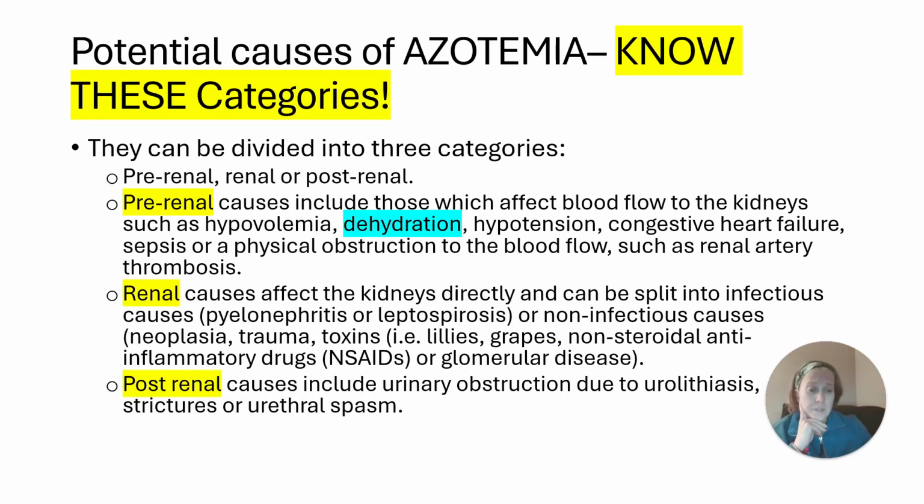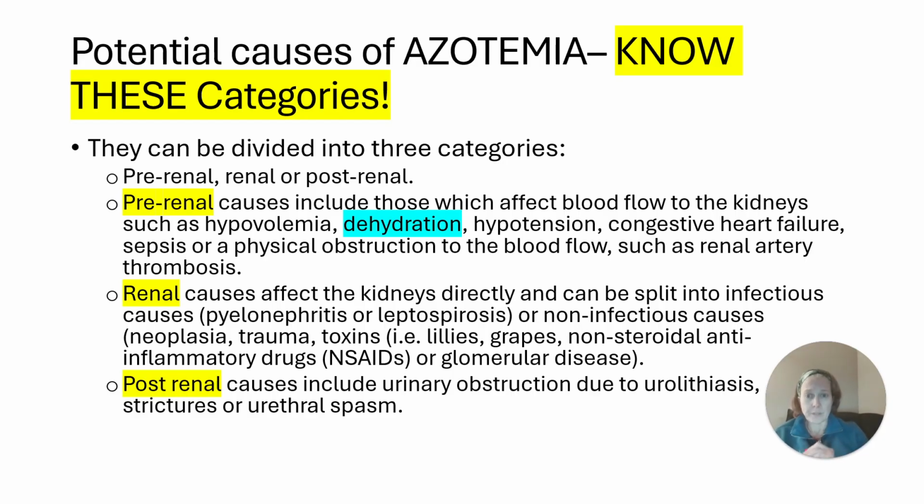All right, so causes of azotemia. Again, azotemia means elevated BUN and creatinine in the bloodstream. It is really important that you understand the three big categories of things that can cause an azotemia on paper. They are pre-renal causes, renal causes, or post-renal causes. So pre-renal being before the kidney, renal being the kidney, post-renal being behind the kidney.